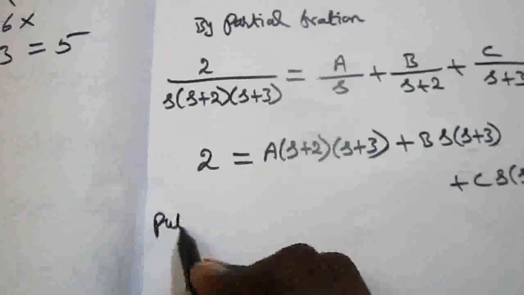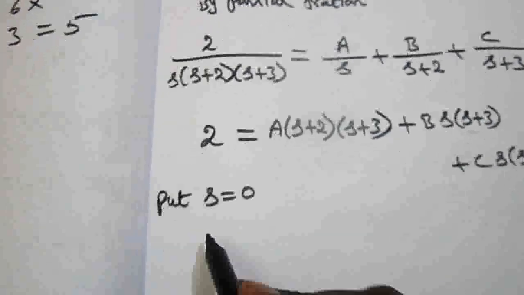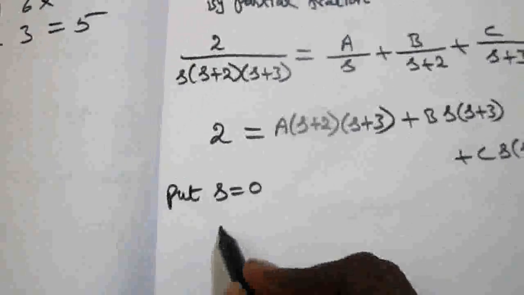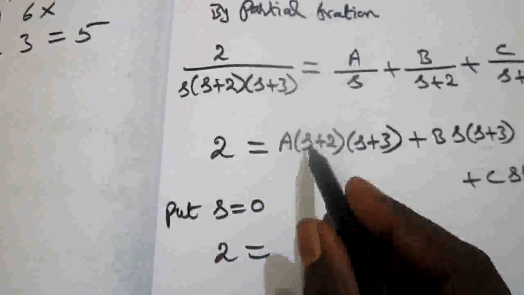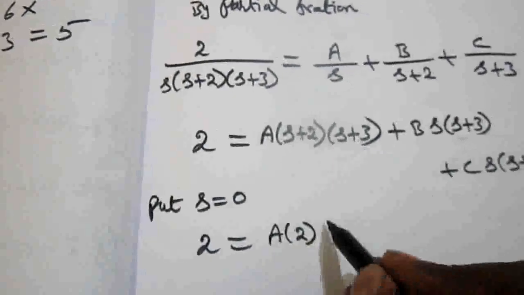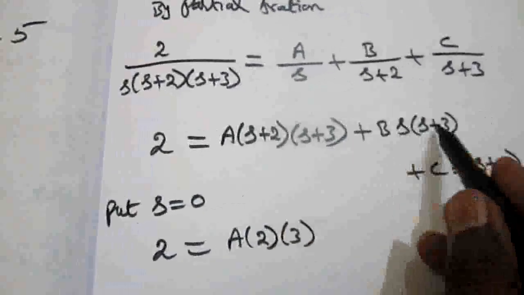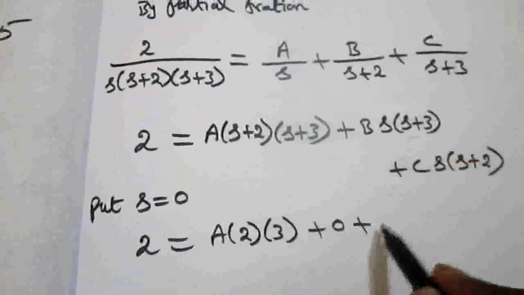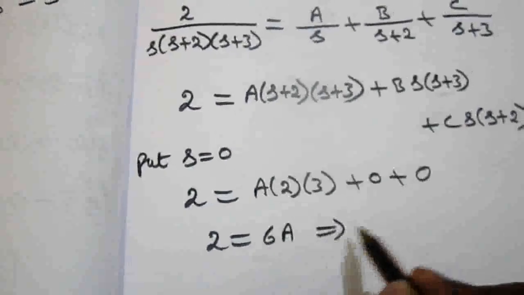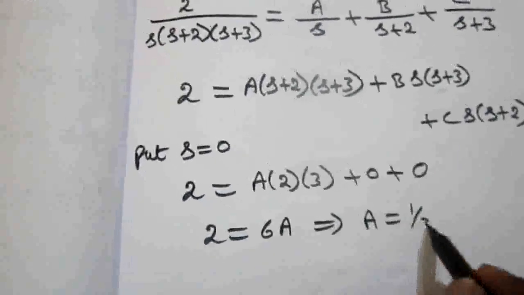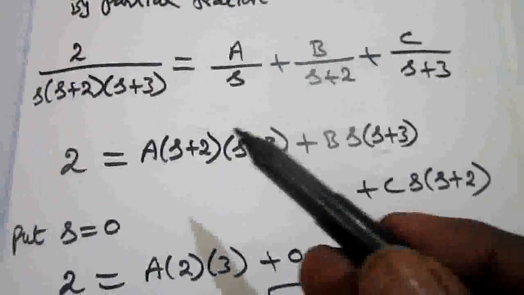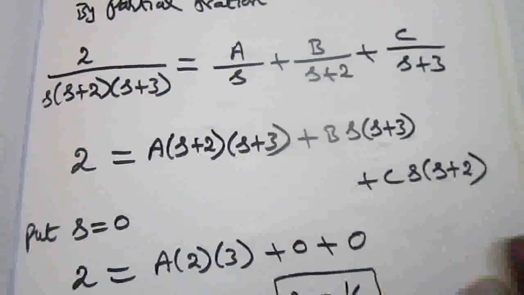So first I am going to put s equal to 0. When you put s equal to 0, the b and c terms cancel. So 2 is equal to, put s as 0, only 2 and 3 remain. The other terms become 0 into anything, 0. So from this 2 is equal to 6a, which implies that a is equal to 1 by 3. So we found the a value. Similarly I am going to put s equal to minus 2 and s equal to minus 3.